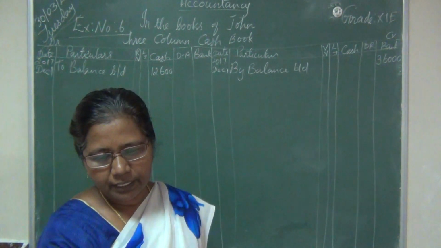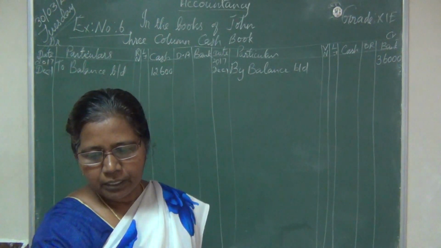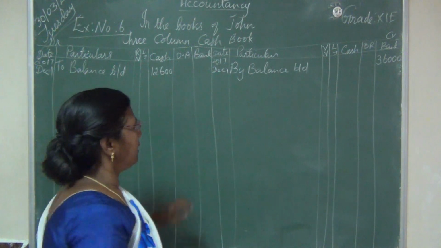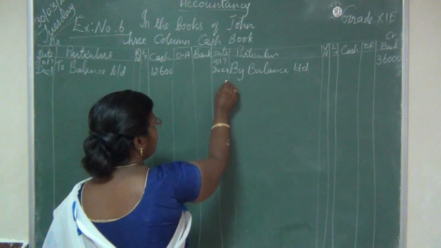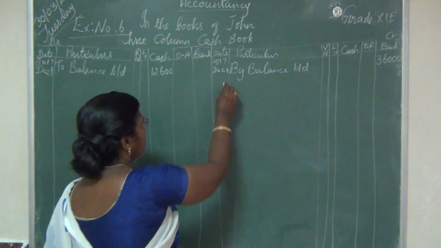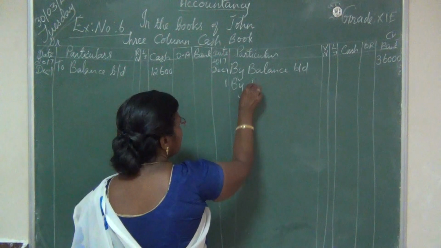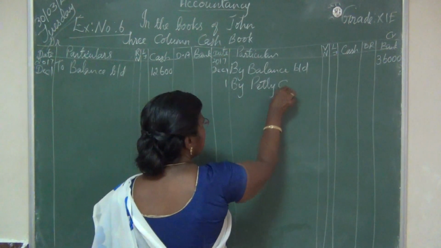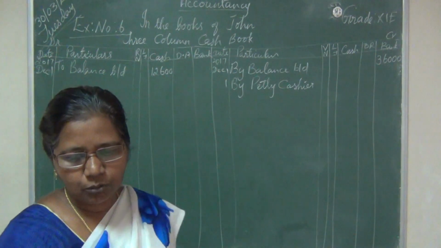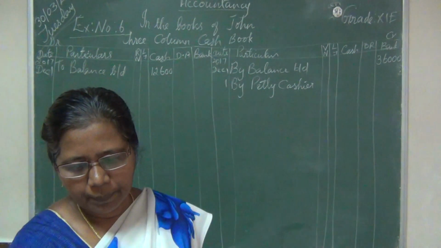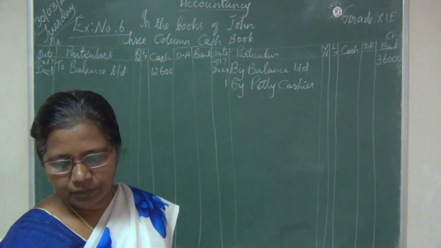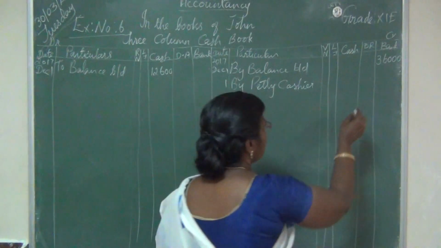Then advance paid to petty cashier by check. So it is a payment, isn't it? Payment given to the petty cashier. Payments will be on the credit side. Same date. By petty cashier. Petty cashier account debtor to bank, because we are paying through bank, through check. So the bank is the giver. So we should credit, isn't it? 3,000.